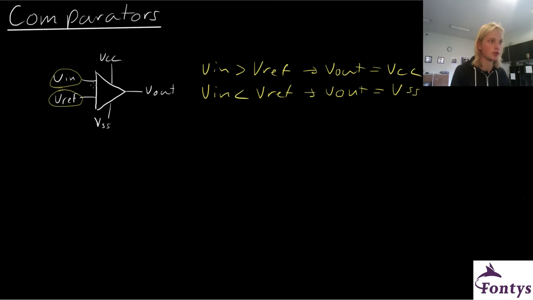So a comparator makes the output high, equal to the voltage supply, if the input is higher than the reference voltage, and it makes it low, equal to the negative voltage supply, if the input is lower than the reference voltage. I'll show you that with the diagram. It's a bit more practical.